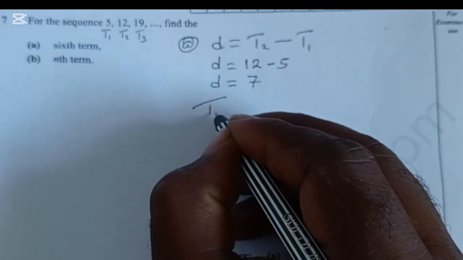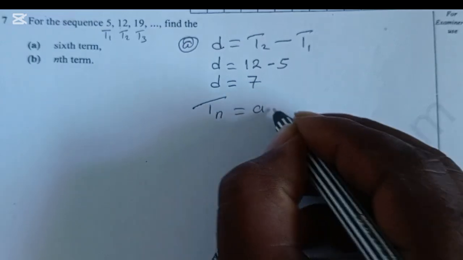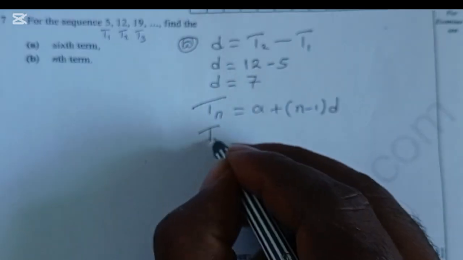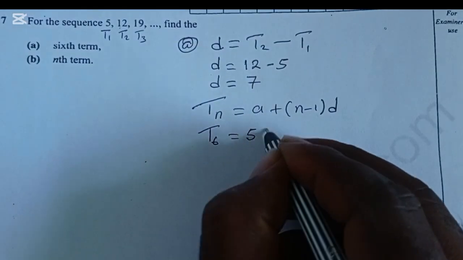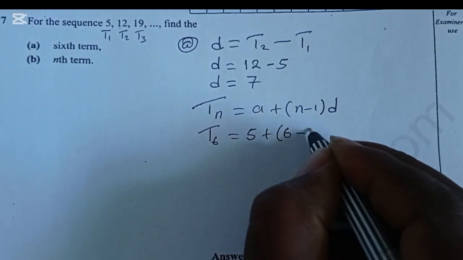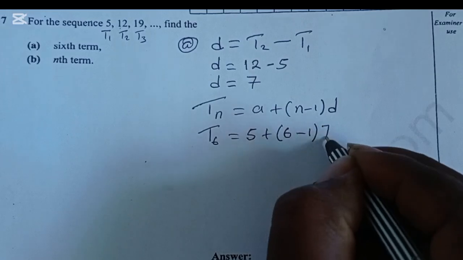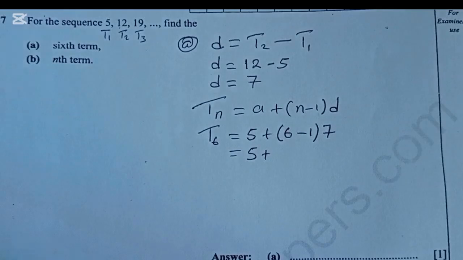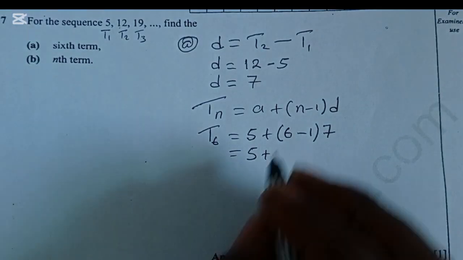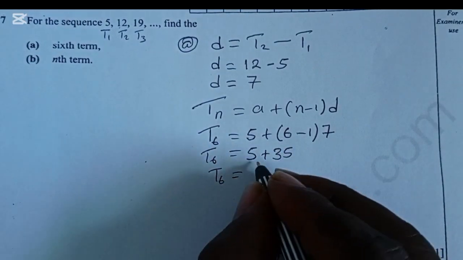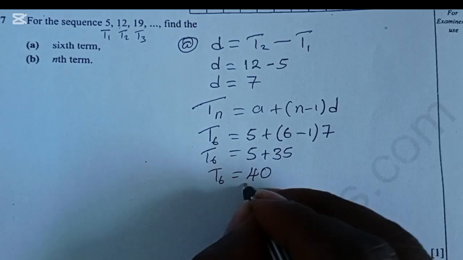If you want, you can use this formula. Nth term is equal to a plus n minus 1 d. So 6th term is equal to first term, which is 5, plus number of terms, that is 6, minus 1, times the common difference, that is 7. So 5 plus 6 minus 1, that is 5. 5 times 7, that is 35. So 6th term is equal to 35 plus 5, that is 40.